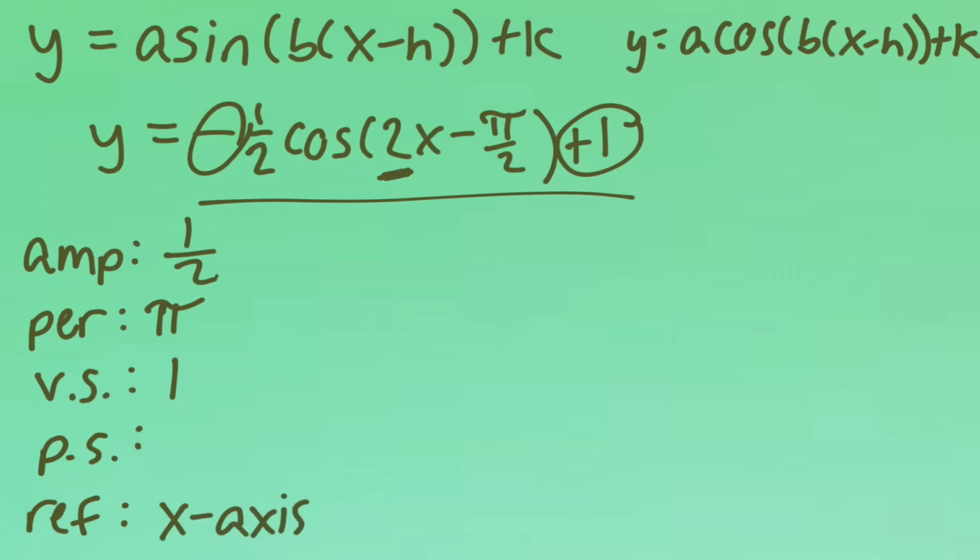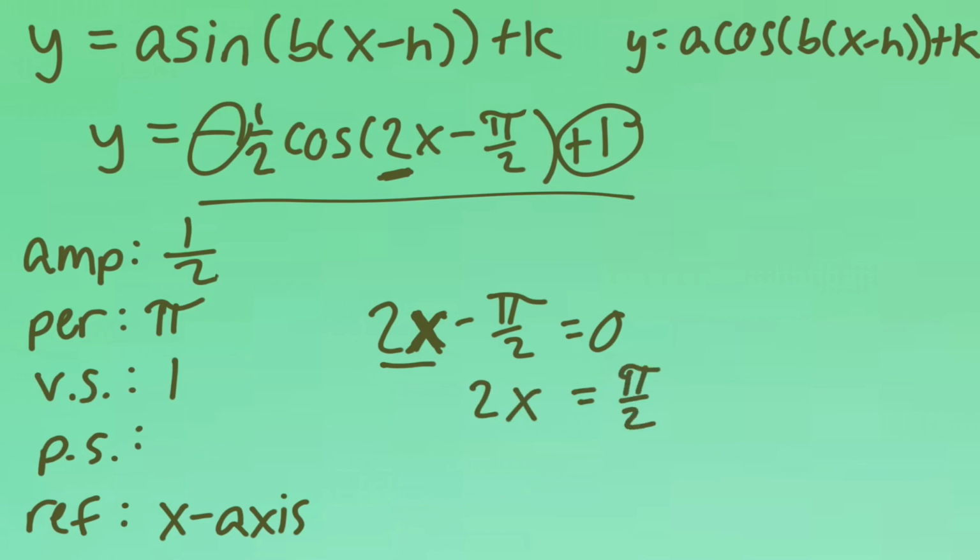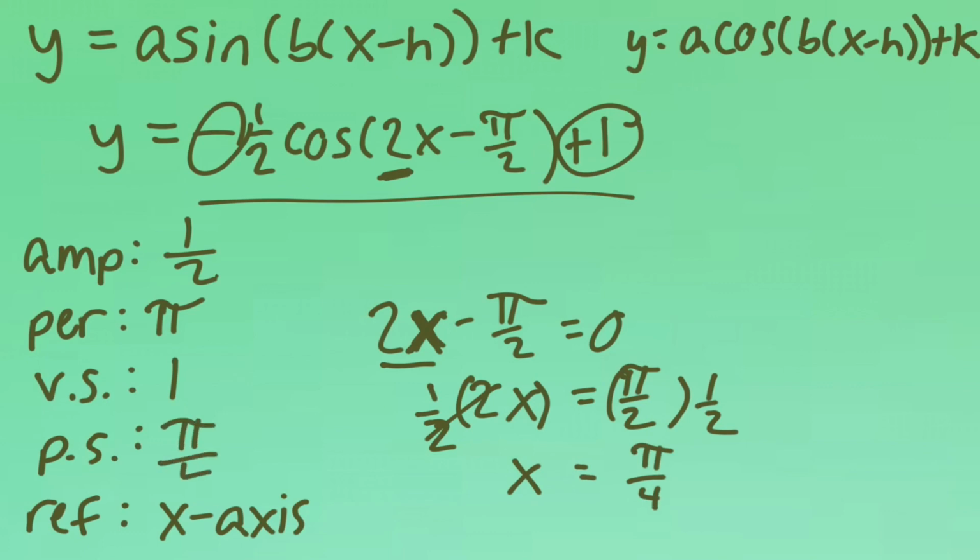Phase shifts, we want to set the inside equal to 0. That's 2x minus pi over 2 equals 0. X here is our variable. Don't get confused by that pi over 2. We want to isolate the 2x first. We add pi over 2. And then we could divide by 2. I would like to avoid a fraction and a fraction, so I'm instead going to multiply by 1/2 to both sides. Now we have x equals pi over 4, which means our graph shifted right pi over 4.